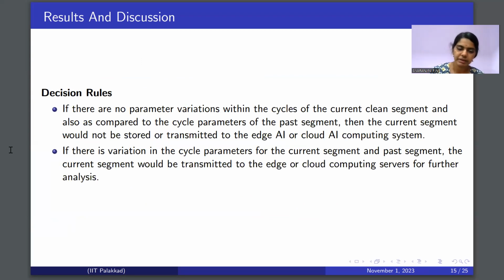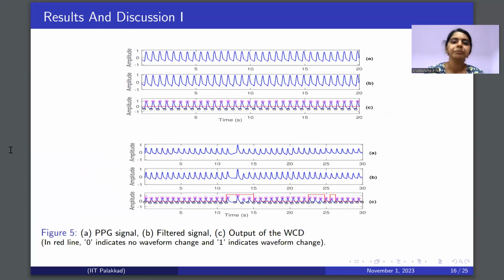And as I already mentioned, the decision rules are that if there is no parameter variation within cycles of the current clean segment as compared to the cycle parameters of the past segment, then the current segment would not be stored or transmitted to the edge AI or cloud AI computing system. But if there is a variation in the cycle parameters for the current segment and past segment, then the current segment will be transmitted to the edge or cloud computing server for further analysis and diagnostics.